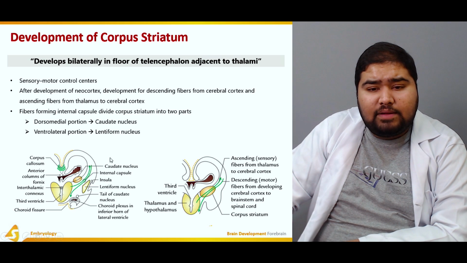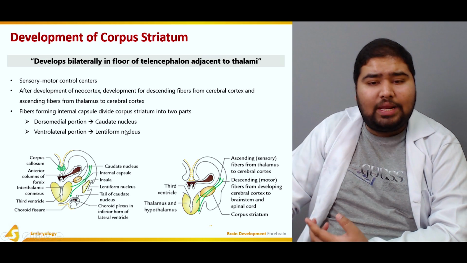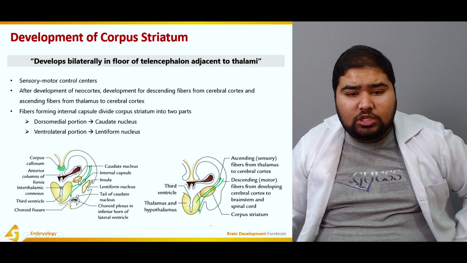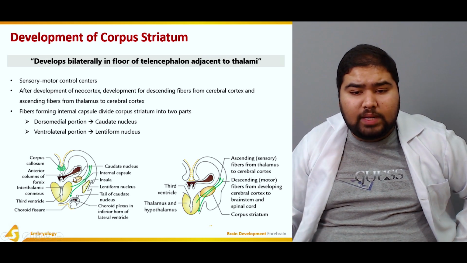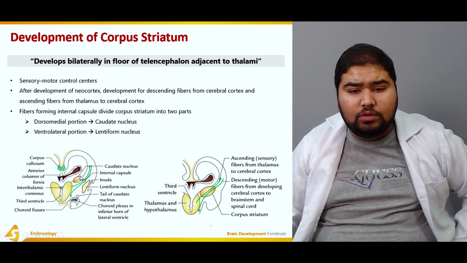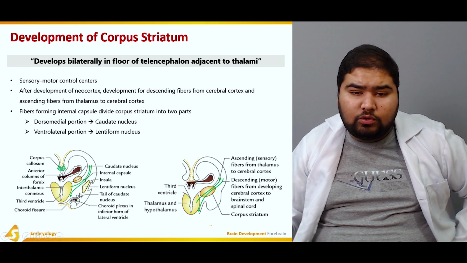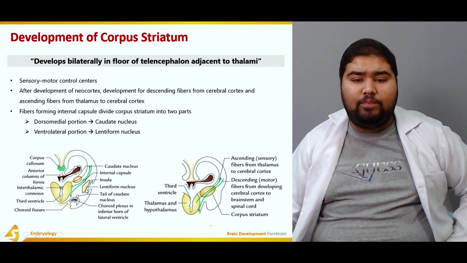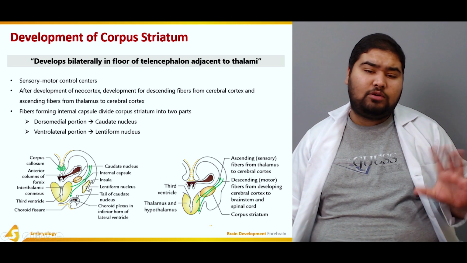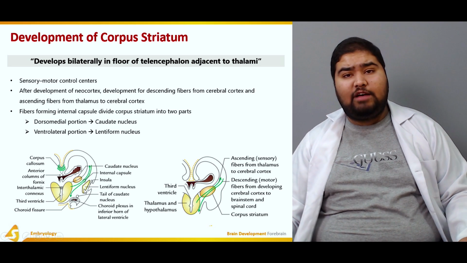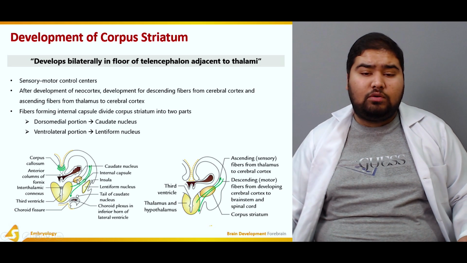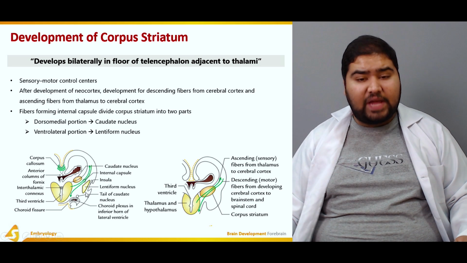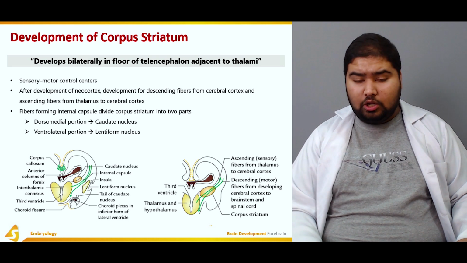These are being formed, the ascending and the descending fibers. Now the fibers form the internal capsule and divide the striatum into two parts. We have the caudate nucleus, which lies on the dorsomedial aspect of the internal capsule, and in the ventrolateral portion of the internal capsule we have the lentiform nucleus. So these sensorimotor control centers have been formed. These include the caudate nucleus on the dorsomedial side and the lentiform nucleus on the ventrolateral portion.